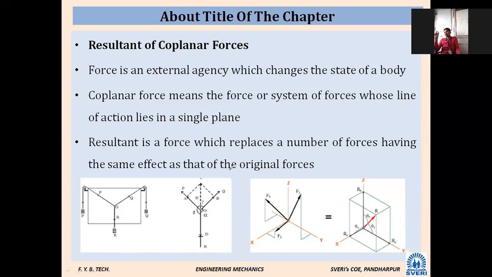Instead of a number of forces, we can convert it into two components, that we will see. If there is one force, we can convert that one force into its two components. Any force can be converted into its two components. It is called resolution. That we will see.